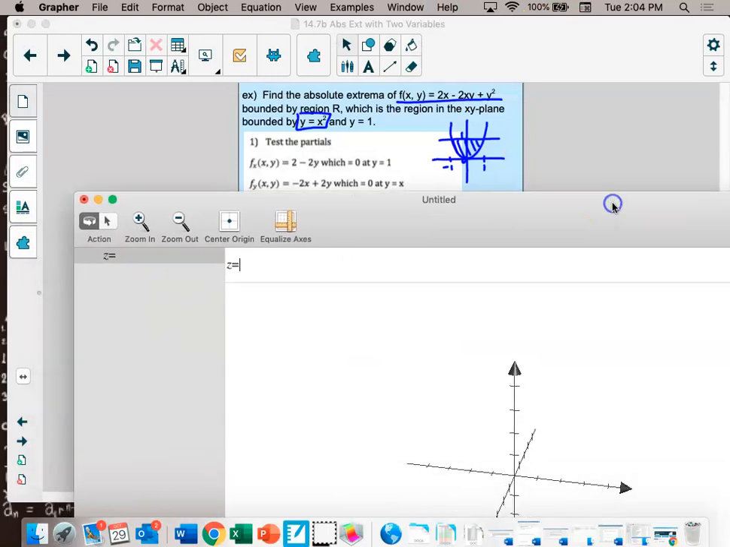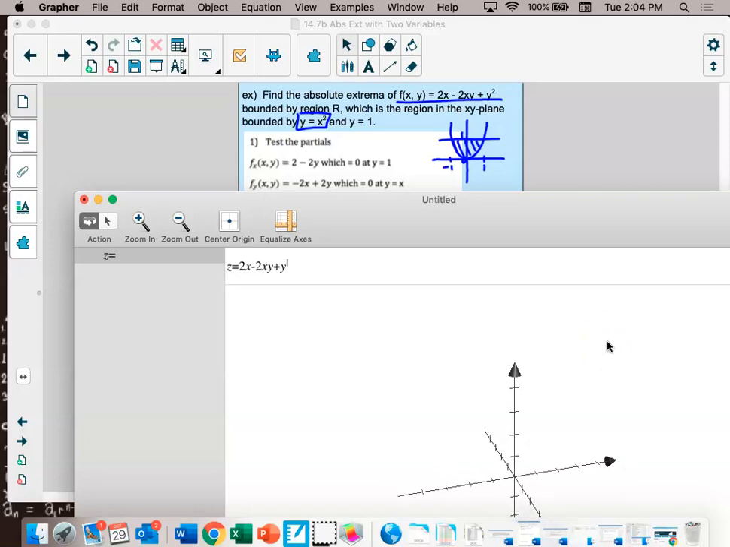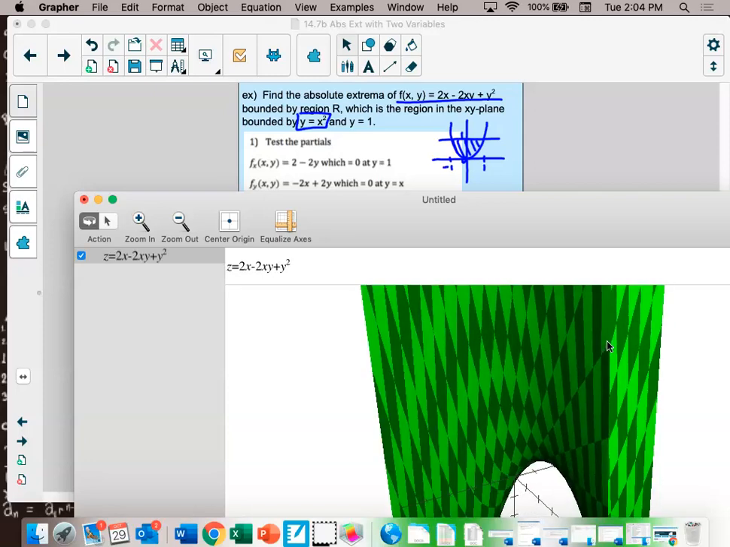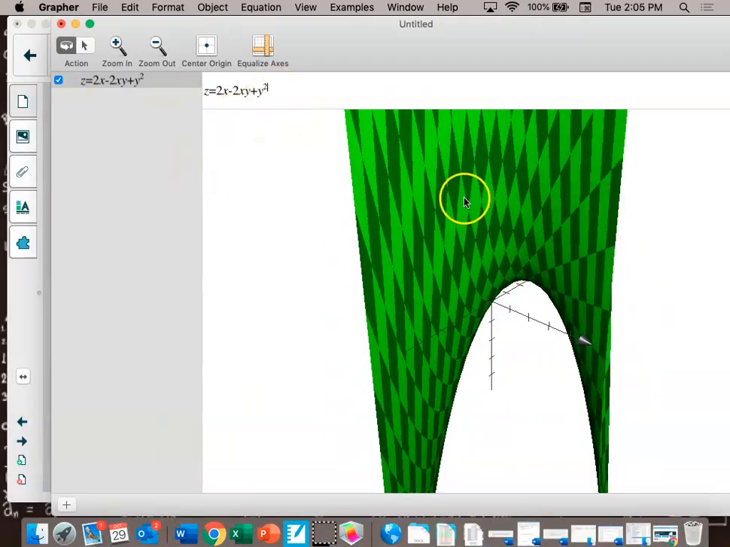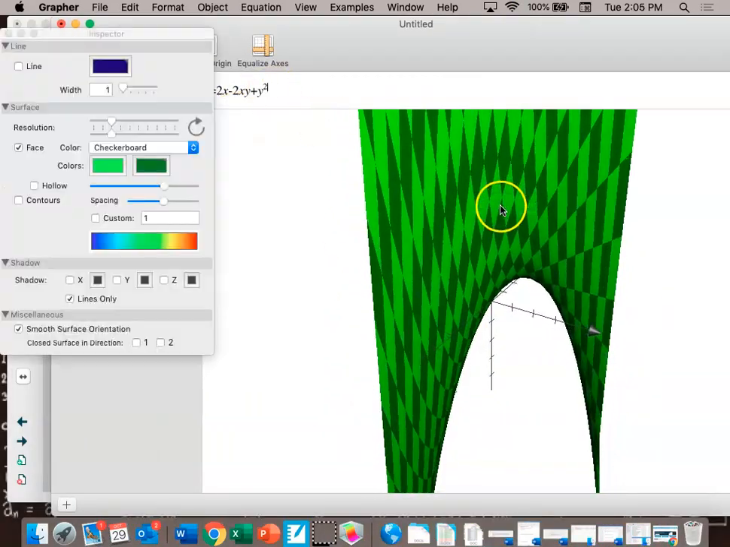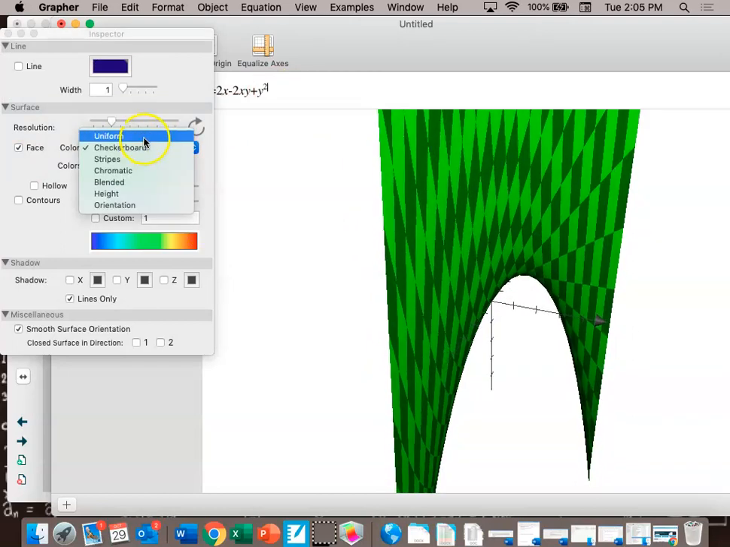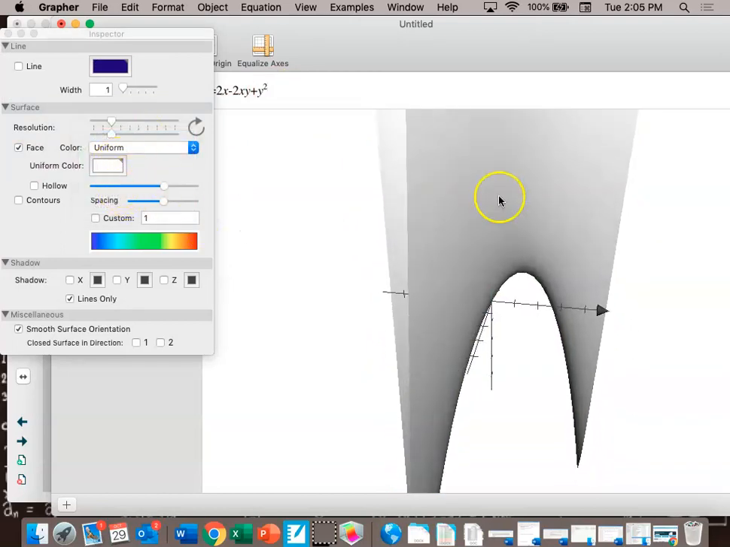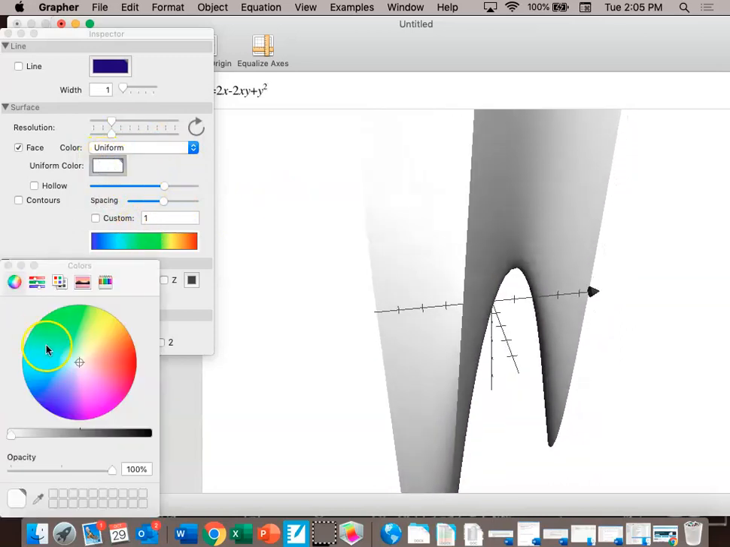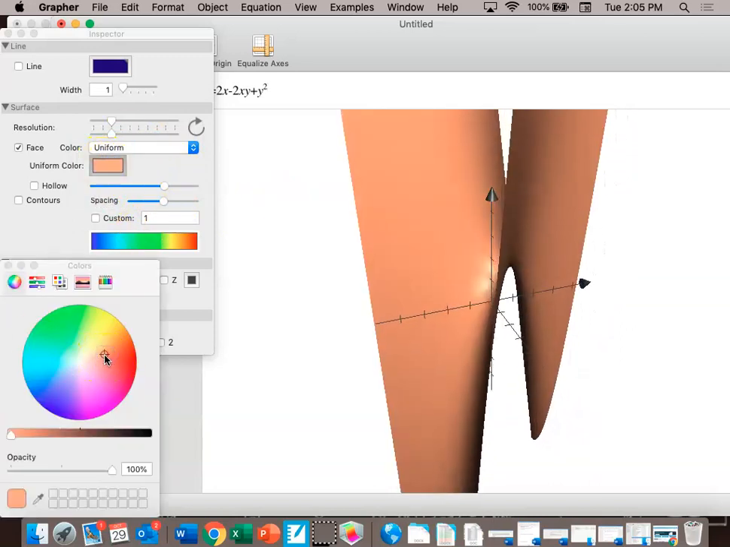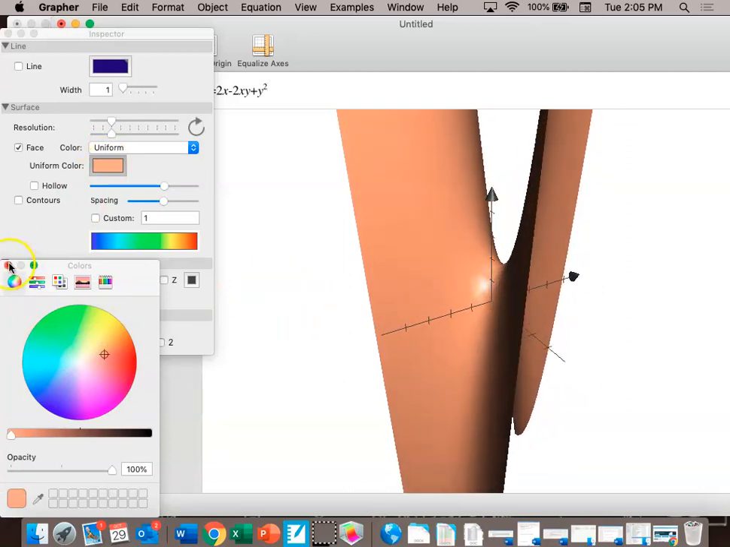All right, so 2x minus 2xy plus y squared. Before I do anything, I've got to get this checkerboard out of here. This is going to make me crazy. Uniform. That's kind of nice. Do you want me to change the color? Make it a little more red. Okay. All right.